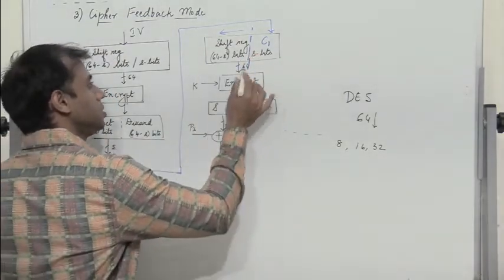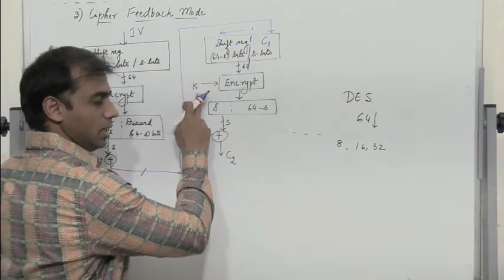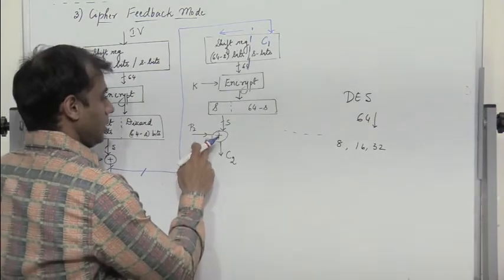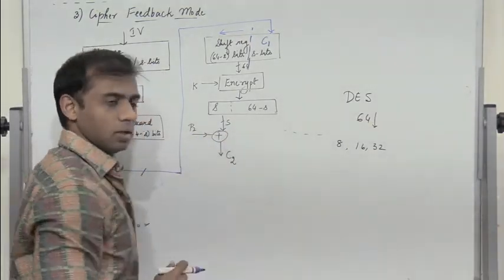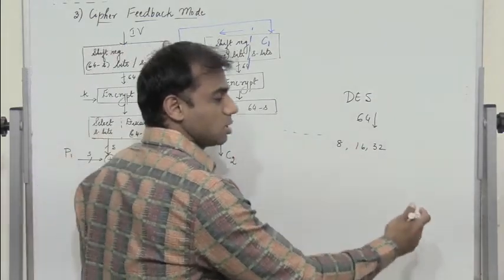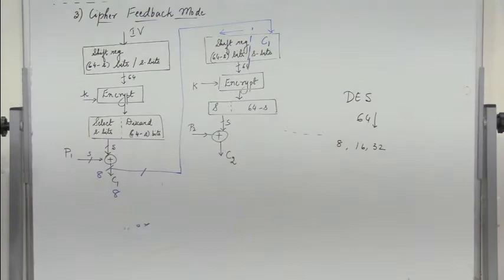Again this is given to the DES encryption algorithm, which is encrypted using the key K. Again we select 8 bits and then it is XORed with the next set of plain text, and then we get C2, and this process continues. So this is known as cipher feedback mode.